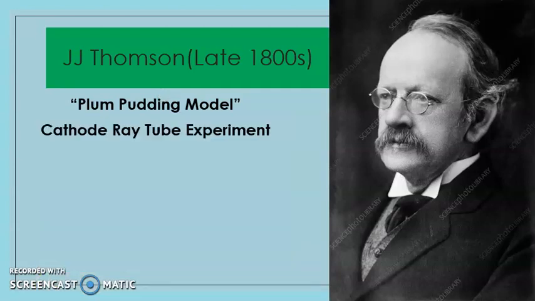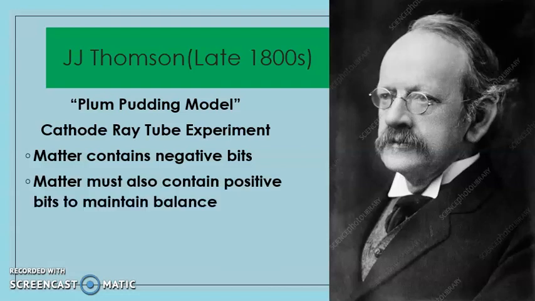So since JJ knows that opposites attract, there's one inescapable conclusion. The material on the inside of the tube must have a negative charge, and therefore matter must contain some negative bits of some sort. And just because everything has to maintain balance, matter must also contain positive bits to match that. This is actually where Goldstein comes in, and we'll talk about that in just a minute. So if matter must contain both negative and positive bits in some sort of balance, he needs to sit and think and put this all together into one beautiful model.